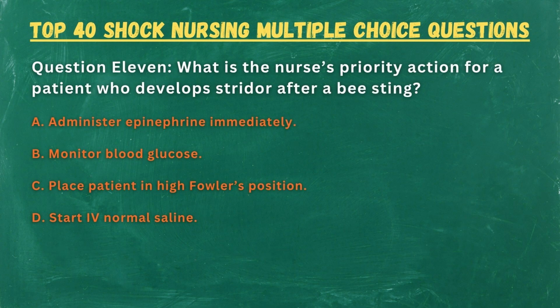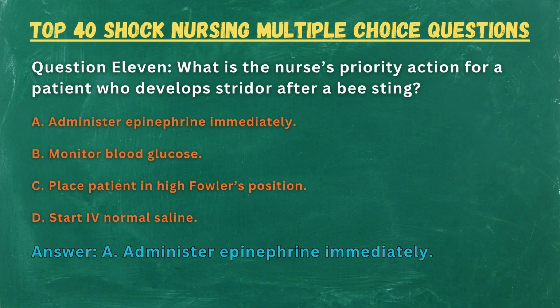Question 11. What is the nurse's priority action for a patient who develops stridor after a bee sting? A. Administer epinephrine immediately. B. Monitor blood glucose. C. Place patient in high Fowler's position. D. Start IV normal saline. Answer. A. Administer epinephrine immediately.